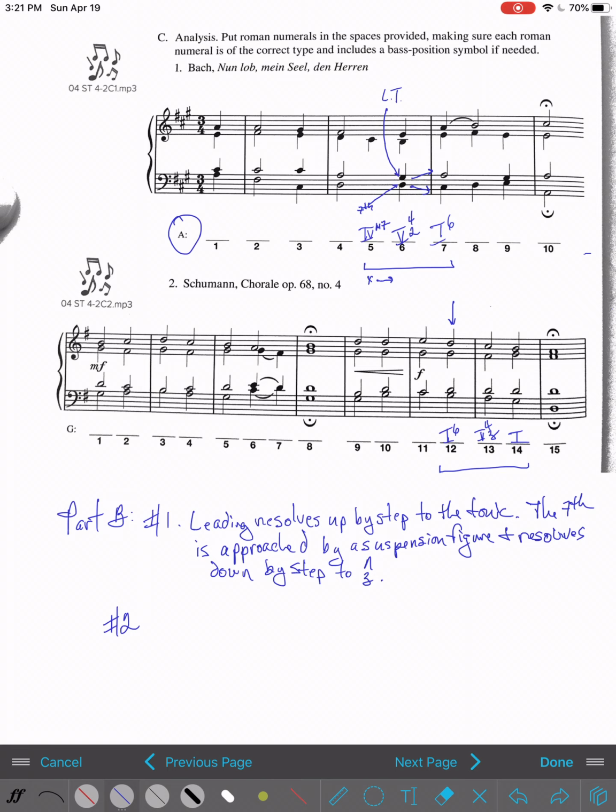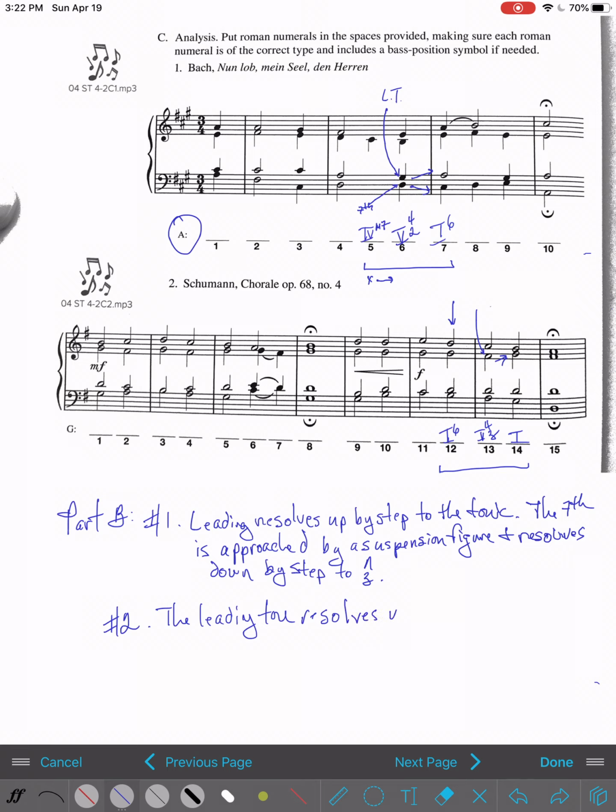What happens? All right, so the leading tone. Let's start with that. The leading tone is this pitch right here, that F sharp. It resolves which way? Well, it resolves upward by step to the tonic. Okay, so let's write that. So the leading tone resolves... golly, I can't write today.